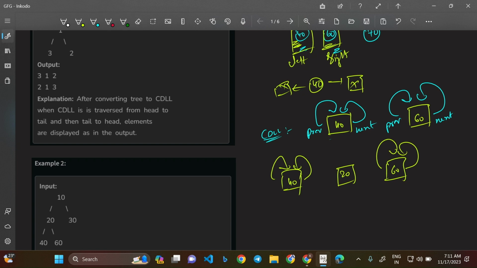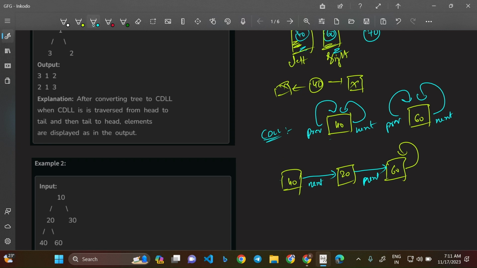So the first step I'll be doing is putting 40's right to 20, isn't it? 40's right, 40's next. Let us talk in terms of CDLL. 40's next would be 20. No, sorry, this is not how it looks. 20's next would be 60. We are trying to convert this whole thing into a CDLL, remember that.